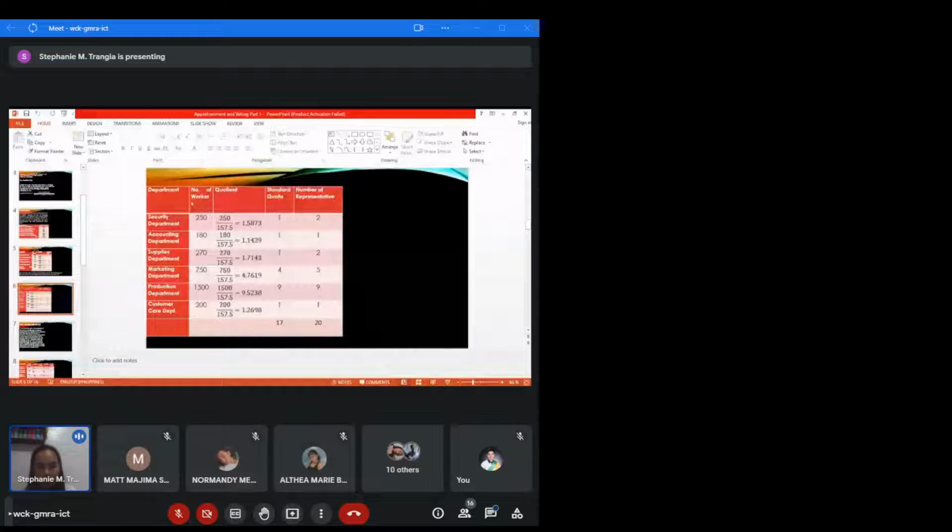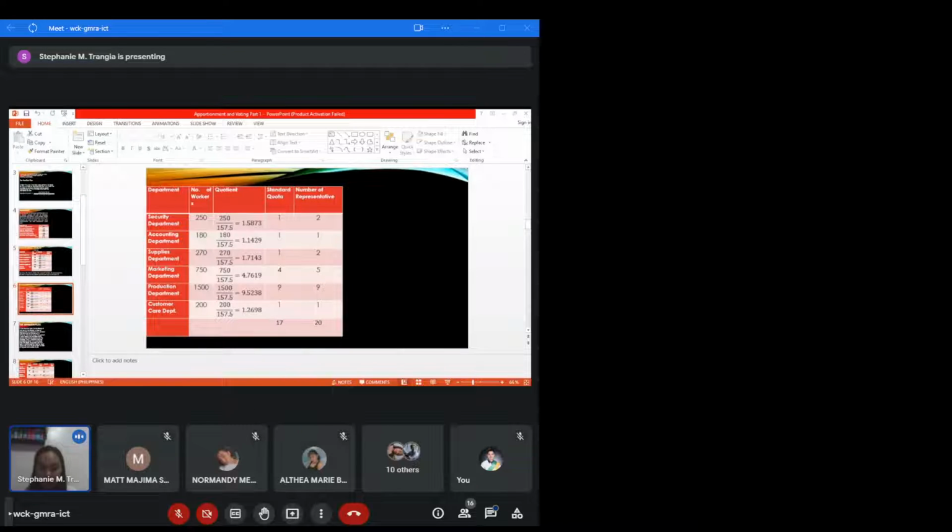So that is what happened earlier. The standard quota gave only 17 in total. But by looking at the decimal part, we add one gradually until we reach the total number of representatives that we need for the planning session, and we get 20. Okay? That is the Hamilton plan. Any questions or clarifications?